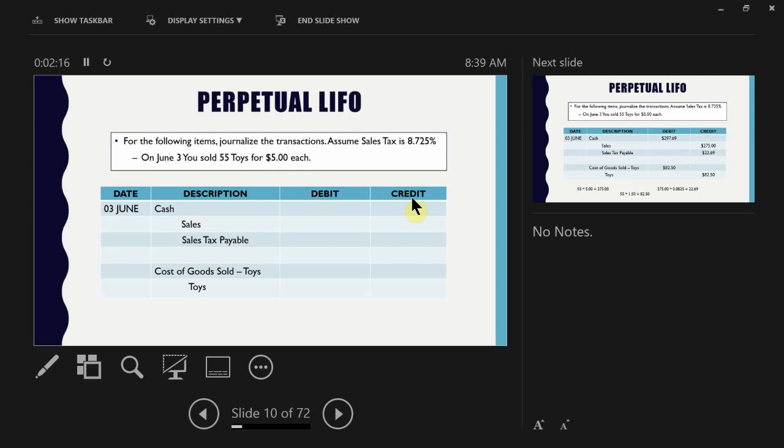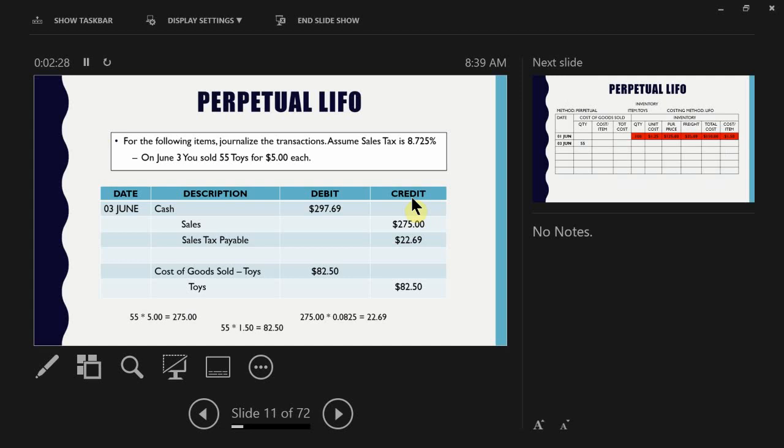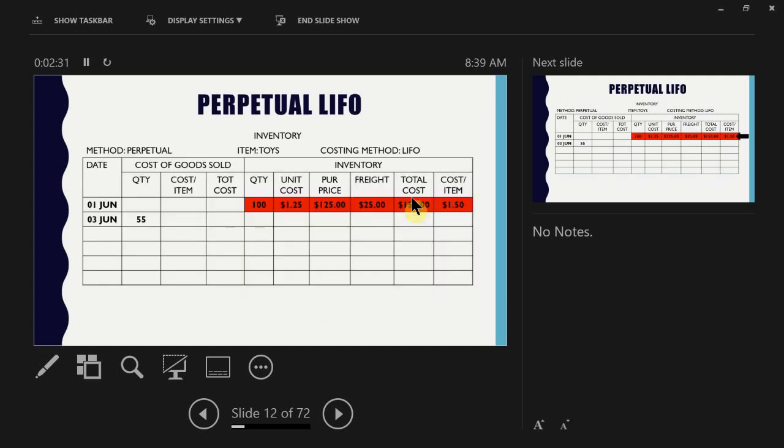The next scenario is that on June 3rd, you sold 55 toys for $5 each. That's how you journalize it. And now we're going to plug it into our cost of goods sold. Because we only have one batch, that's the only one you're going to take from. So in this case, LIFO or FIFO, it doesn't matter, because there's only one batch available. We're just going to take out 55.